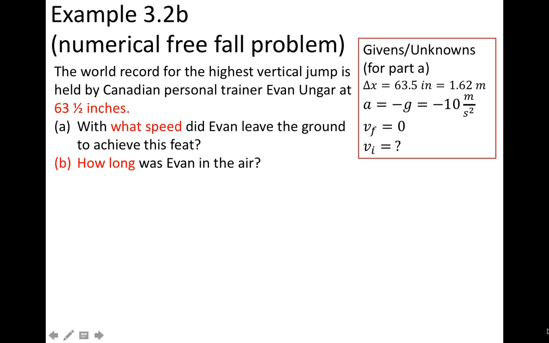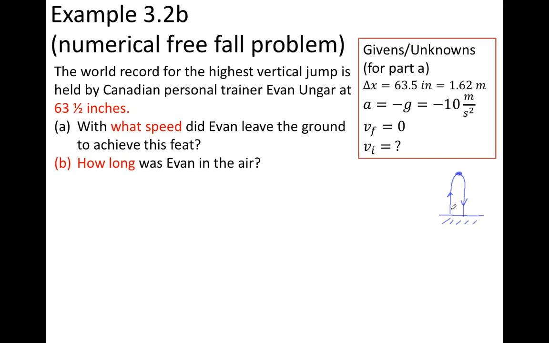We have to be careful though, because the givens and unknowns for part A and part B are going to be slightly different. They're going to be slightly different because part A looks at the motion from when Evan leaves the ground until he reaches max height. So we only care about this part of the motion from ground to max height, where part B cares about this motion and the motion back to the ground. So whenever there's a different ending and starting point in two parts of the problem, even though it's for the same motion, you need to treat it like separate problems.